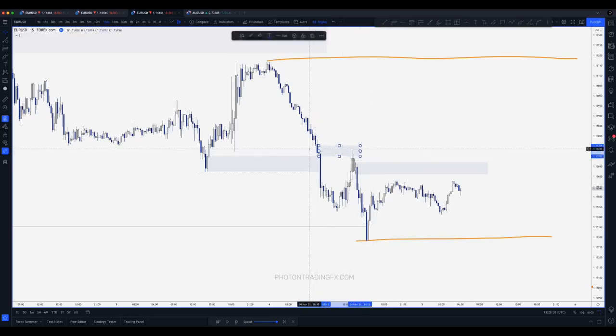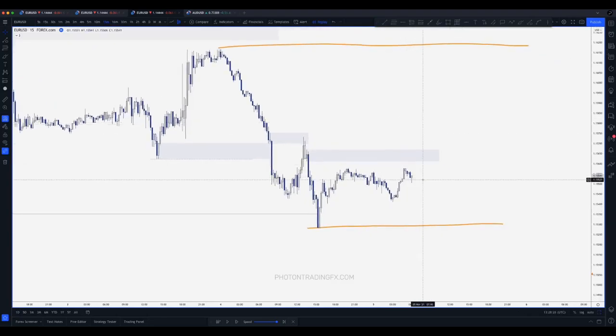And that's why you can see that when supply came in and pushed price down through demand, price pulled back into it, mitigated the remaining orders that were left in there. And that led to a sharp move that led to that M15 break of structure. So if we're following the money and we're following those series of mitigations, this is at a pretty decent level where that supply last entered into the market.